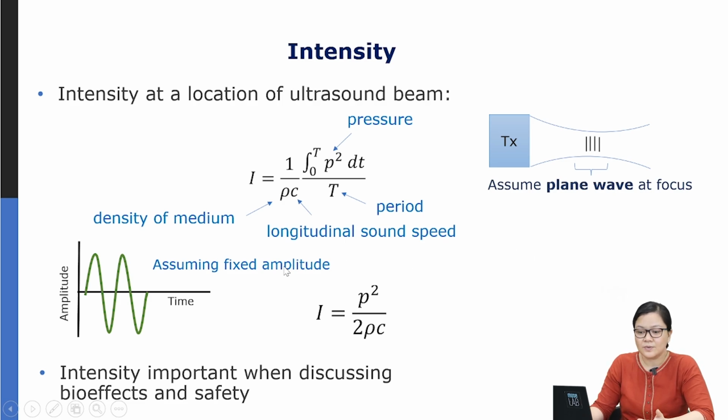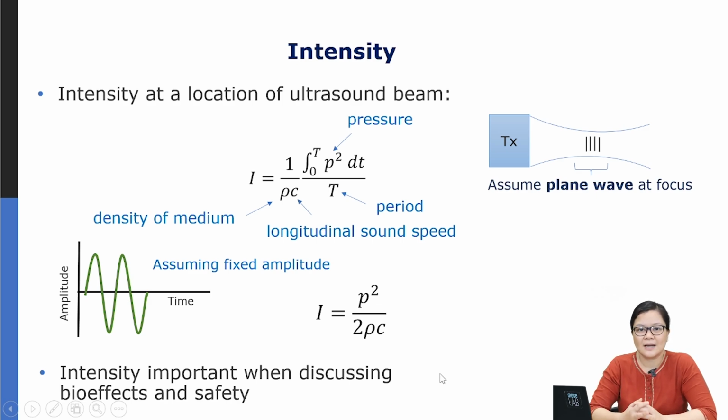Now, if we assume that the wave is a sinusoid with a fixed amplitude, such as this one shown, then this integral reduces to an equation of this form, where the intensity is the pressure squared divided by 2 rho c. This is a particular special case, but many pressure waveforms may not have a fixed amplitude. So typically what we do is calculate this integral.